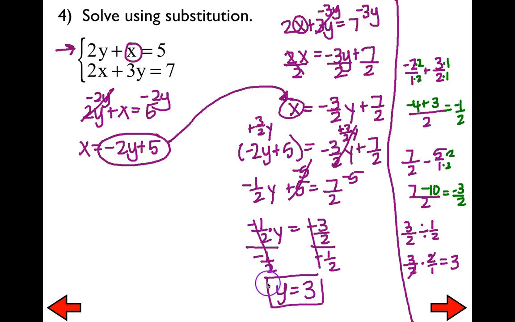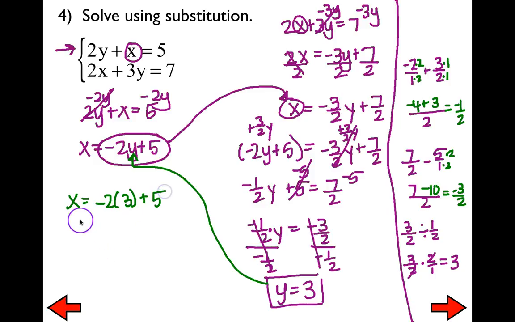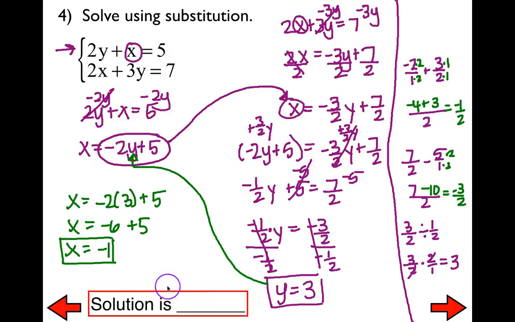I'm going to go ahead and substitute this back in for y. So here we have x equals negative 2 times 3 plus 5. Here x equals negative 6 plus 5, so I'm going to say that x equals negative 1. So at this point I have what x equals, I have what y equals, so I'm going to say that I think the answer is negative 1 comma 3.